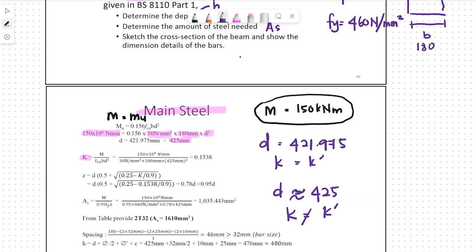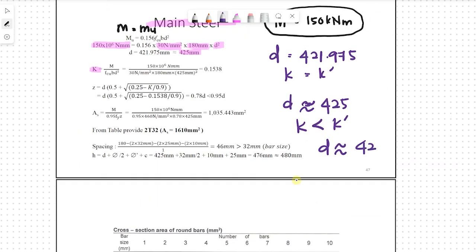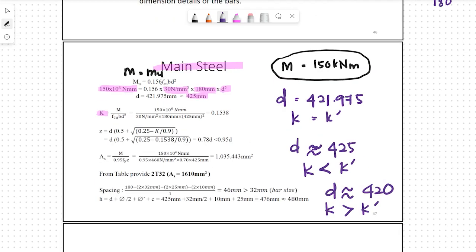If you use 430, you will get a different value also. And if you go lower, for example you round it down and use 420, right? So K will be bigger than K prime. Okay, if you round it down to 420, for example, you will get the value of K bigger than K prime. Therefore, it is very important to know where to round up and where to round down.